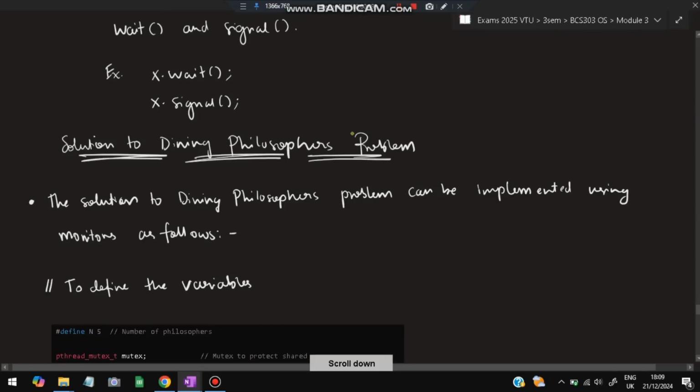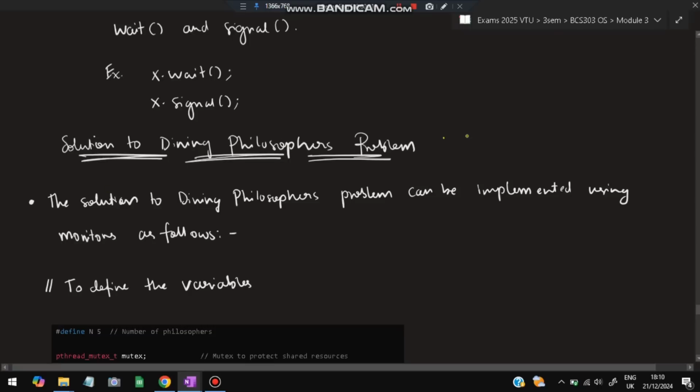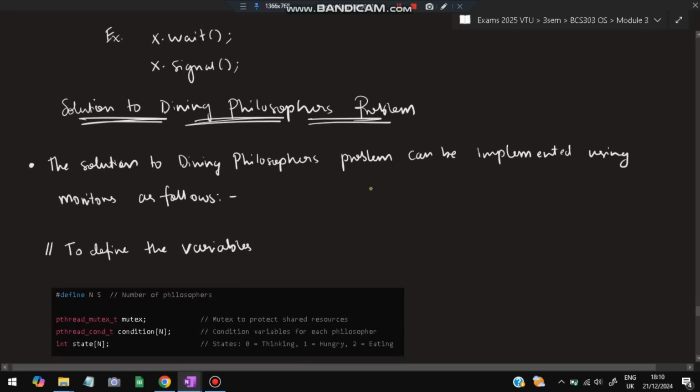So what is the solution to the dining philosophers problem? Listen very carefully. It might look complicated, but if you listen carefully, it is not complicated and you can easily remember this one. It is a very important question. The solution to the dining philosophers problem using monitor. This is not semaphore, it is monitor. The solution can be implemented using a monitor as follows. We just have to write a few functions.